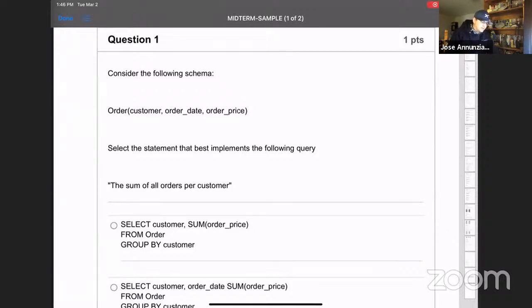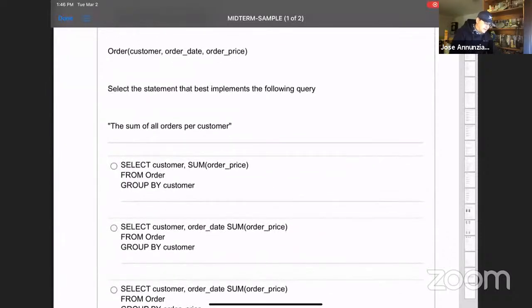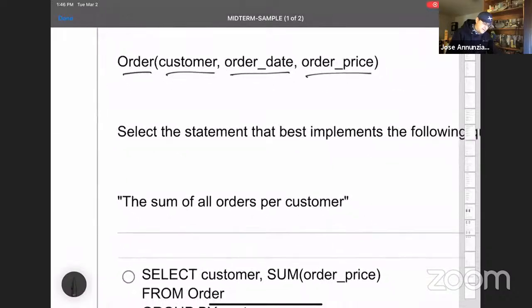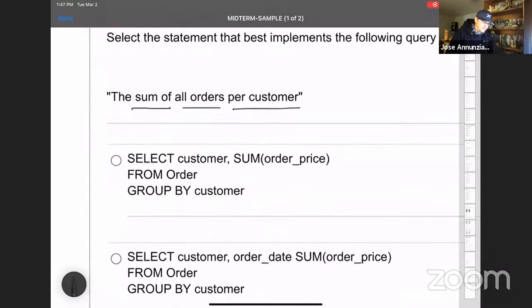All right. So consider the following schema. This first question says we have the table order, and we have a few fields: customer, order date, and order price. And it's asking us, they want the sum of all the orders per customer. And they give us several options.